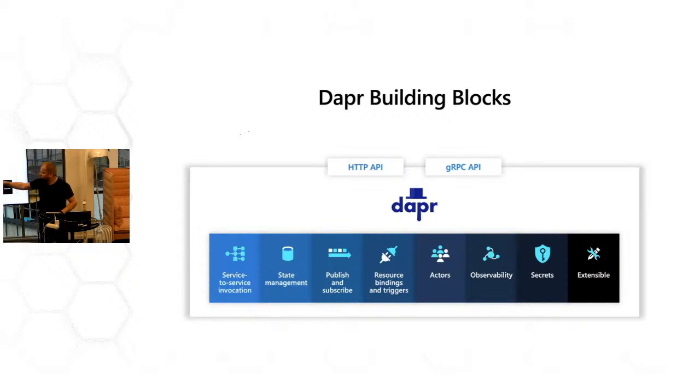State management, publish and subscribe, pub/sub effectively, resource bindings, everything else are components which Dapr can offer. But here's the cool thing about Dapr. It's unopinionated, meaning that you can use all of them, you can use one of them, you can use them mixing them up with Envoy and Istio if you want to do things, or Linkerd if you want to do things such as service meshes and whatnot. You can use them all together.